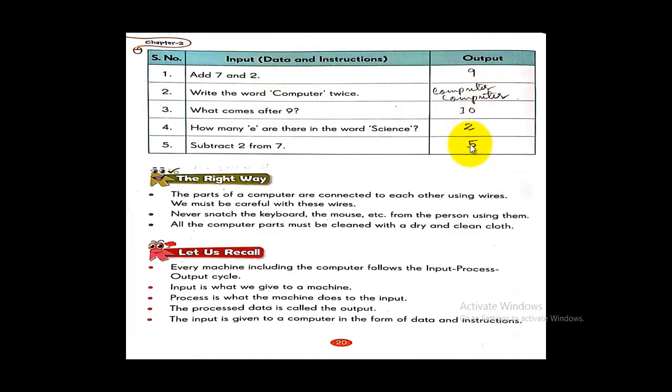Okay, for today let's wind up our class here. In the next video session we'll do some exercises of this chapter number 2. Then we'll start chapter number 3, that is the input and output devices.